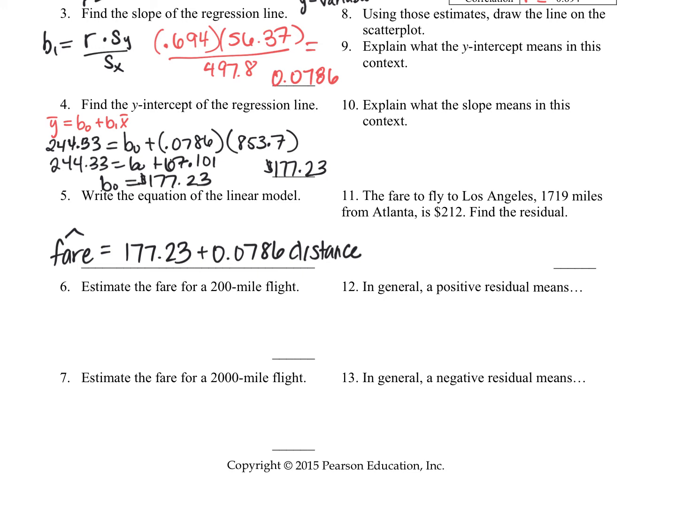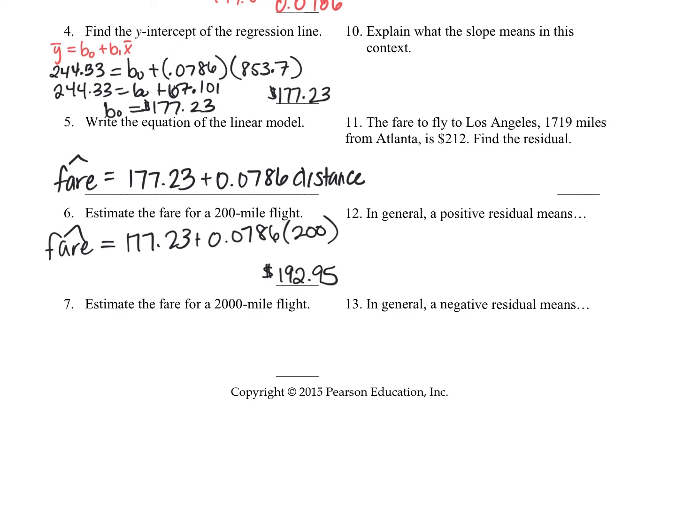Okay, so we're really just plugging it in. Fare hat. Remember, the reason why we put the little hat on there is because we're just predicting, based on our model, what we think a 200-mile flight would cost. That's approximately $192.95. Remember that whenever you are dealing with money, you are always going to round to the hundredths place because of cents, right? And then when you plug in 2,000, you should have got 334.43. Yeah?